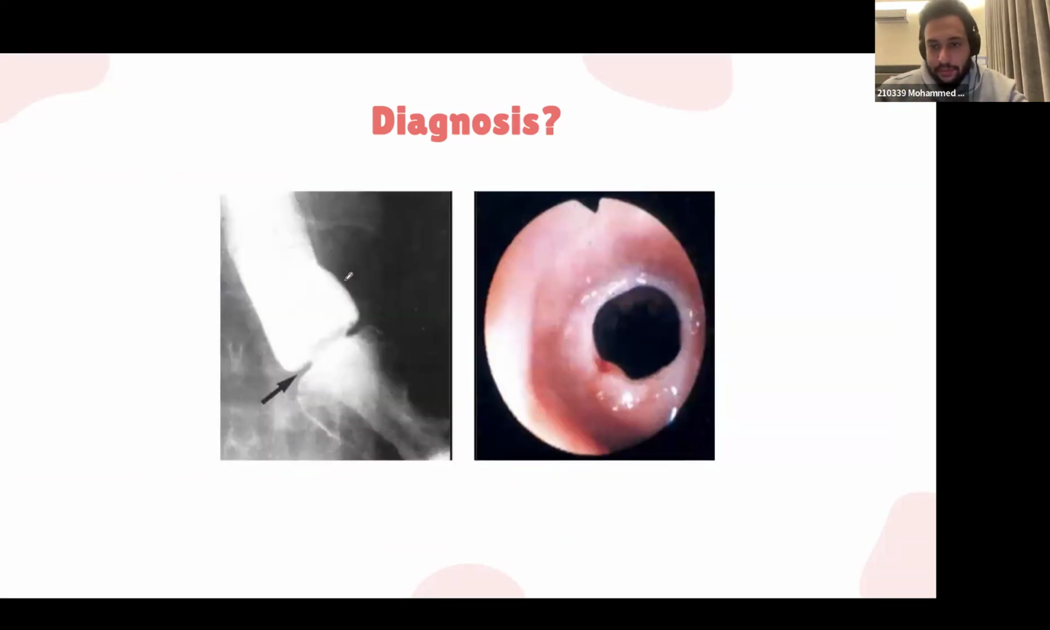Contrary, what is this? Again, dysphagia to only solids. Esophageal ring. Do you know the actual full name of it?